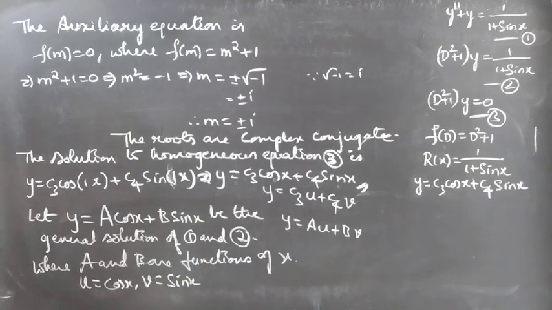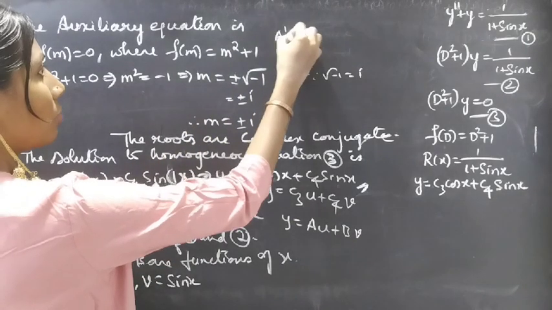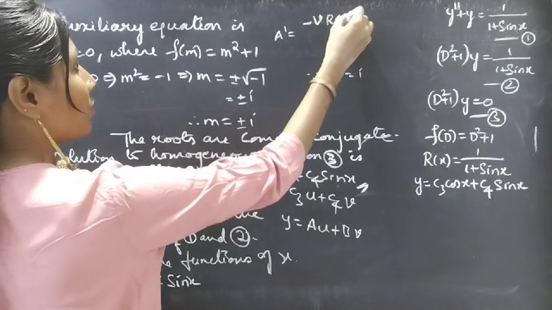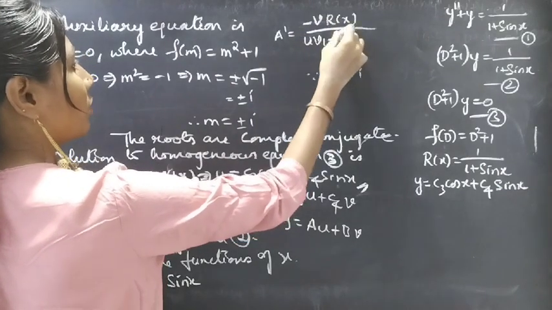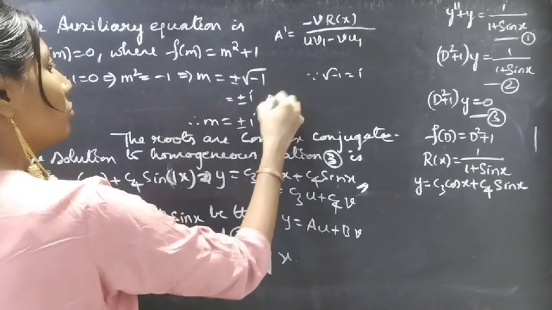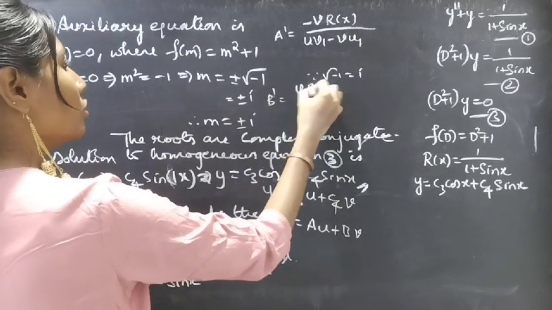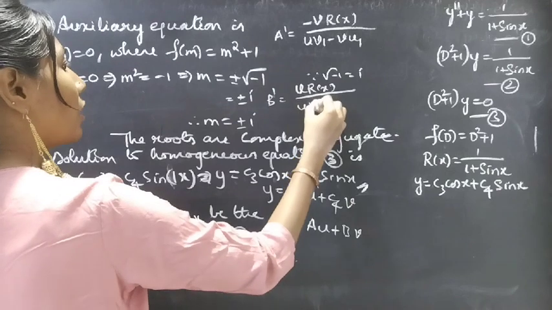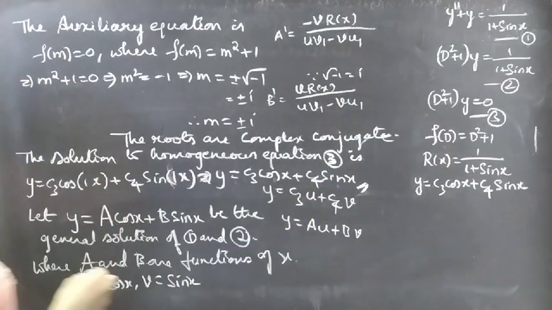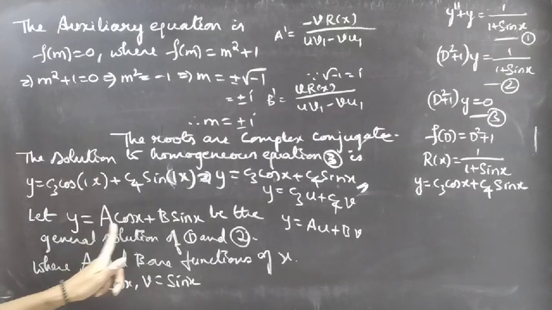Now we'll find a dash and b dash using formulae. A dash is given by minus v into R of x by (u v1 minus v u1), and b dash is given by u into R of x by (u v1 minus v u1). If you notice, you have u v1 minus v u1 in both formulae, so let's begin with u v1 minus v u1, and later we'll find a dash and b dash, and finally we'll find the general solution by substituting a and b in y equal to a cos x plus b sin x. So let's see.